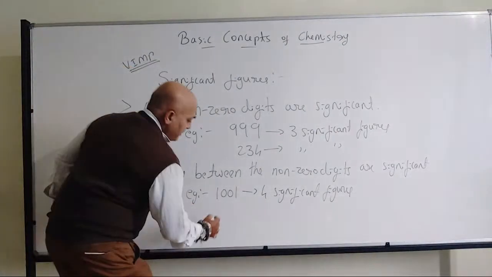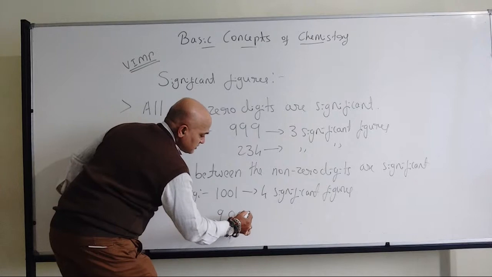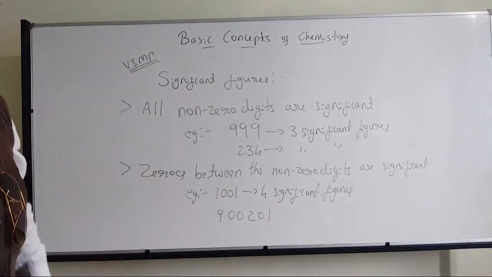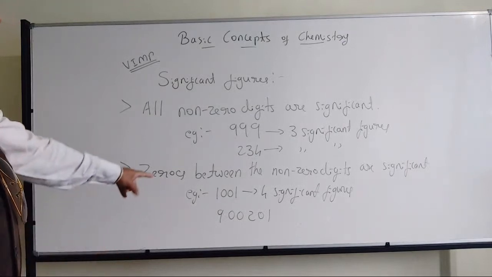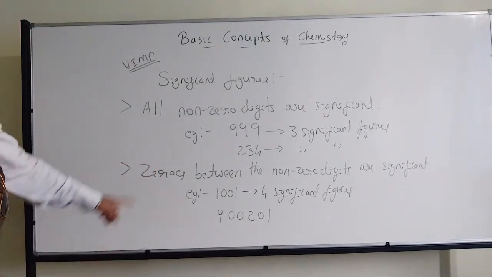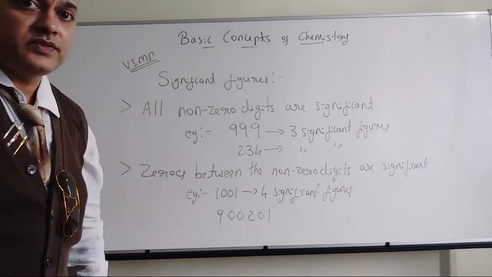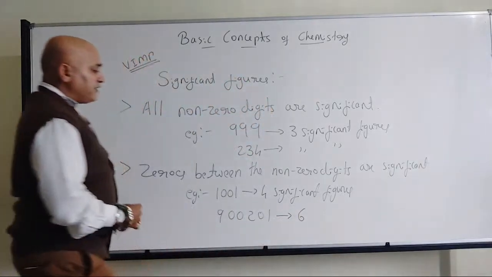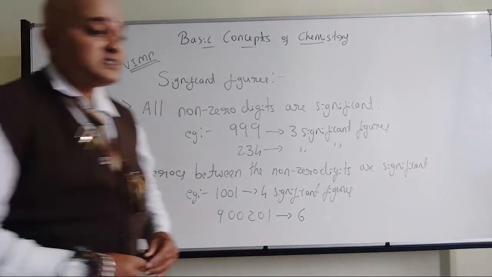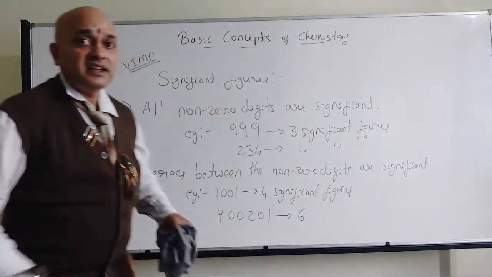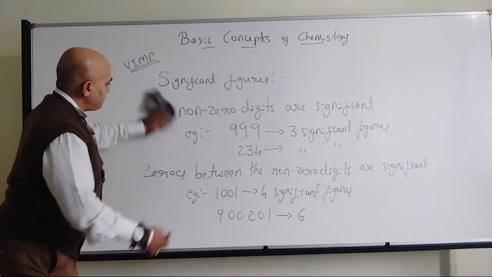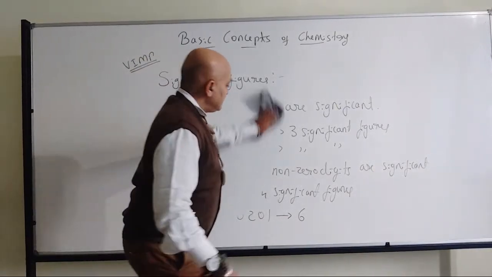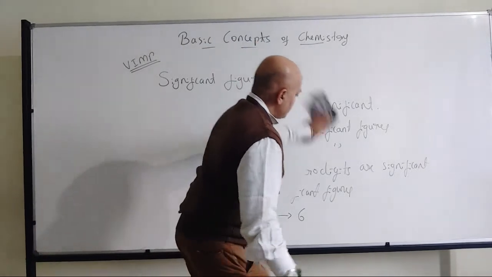Right? If I make it 900201, how many significant figures in the second case? Yes, all of you are correct. Very good, they have 6 significant figures. Good. You people have understood this one. So we will move to the next rule then. Okay?